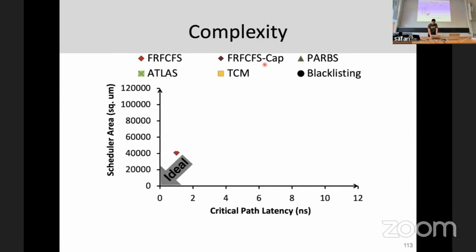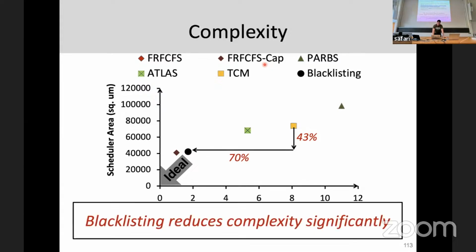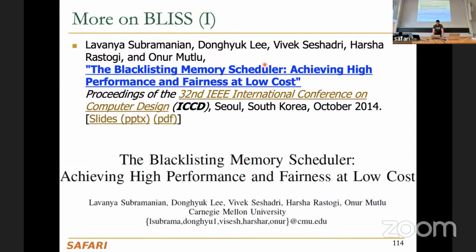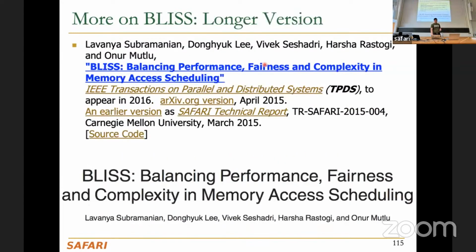As for complexity, this is where the real benefits are coming from. So you put Bliss over there compared to TCM, it takes 43% less area to implement in the memory controller. And it has a critical path latency that's 70% smaller. So arguably, Bliss is much easier to implement in a memory controller and integrate into the memory controller pipeline. It reduces complexity significantly. That's basically the summary of Bliss, and you can find more information about the blacklisting memory scheduler in this paper, and there's a longer paper. If you're interested, please check them out.